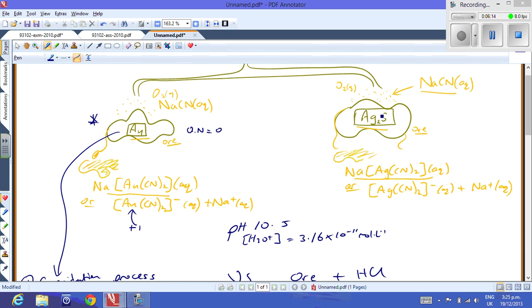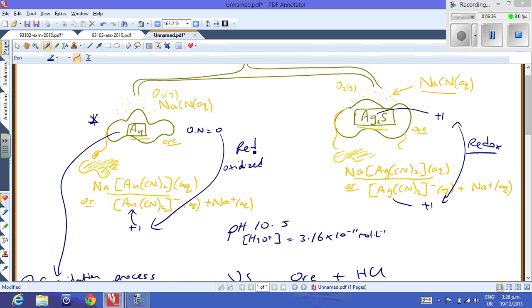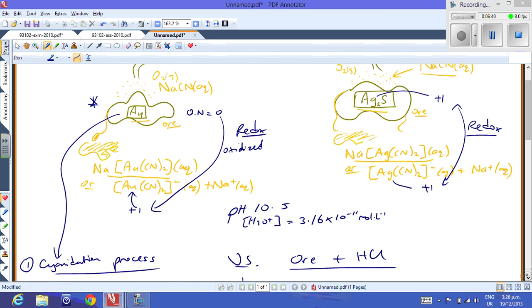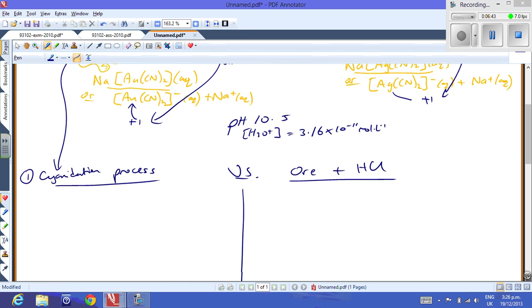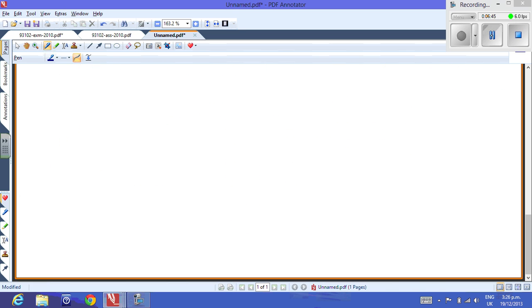In the silver, the oxidation state is +1 to start with, and it also ends up as +1. So there's no redox chemistry relating to this process for the silver cyanidation, but in this case we have oxidized the gold in that process in order to form its complex. This is why the redox chemistry only applies to the gold process when we're doing cyanidation. And you'll see why that's relevant for one of the explanations we need to give later.